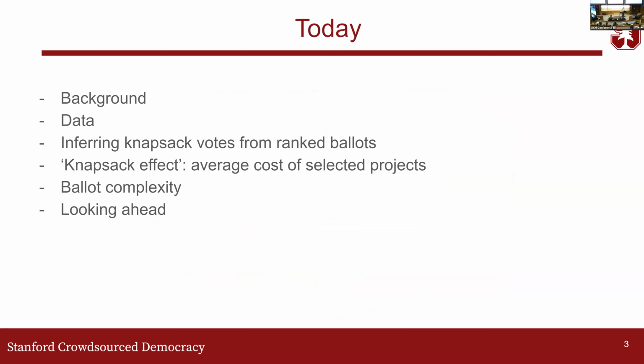Today, I'll give a little bit more background about our participatory budgeting, about our platform. I'll talk a little bit about the data that we made available. And then I'll talk more about how we can infer knapsack votes from ranked ballots, or how we do that and what we learned from that. I'll talk about the knapsack effect, which is the effect on the average cost of selected projects when people use different voting methods. I'll talk a little bit about ballot complexity, and then I'll look a little bit more ahead.